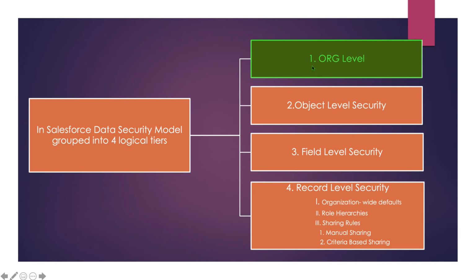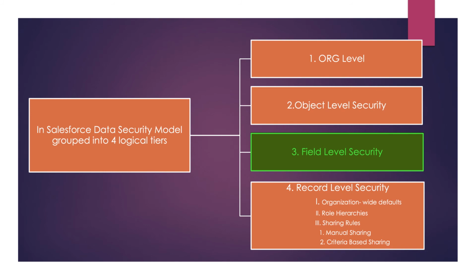In org level, you can decide when and from where your users can access the system. In object level security, we prevent a user or group of users from creating, viewing, editing, or deleting records of an object by selecting permissions on that object. In field level security, you can restrict access to certain fields, even if a user has access to the object.